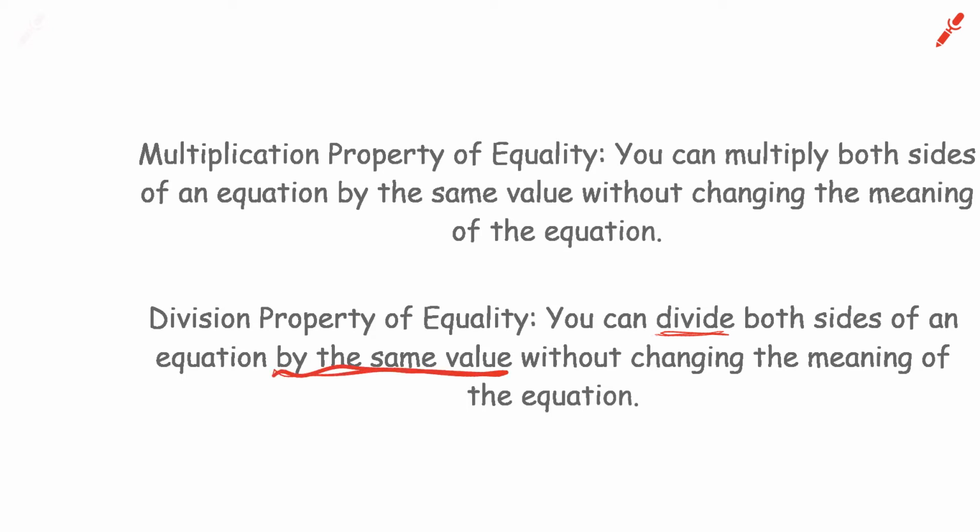Very important, please notice that every one of these properties says by the same value. You cannot divide both sides of an equation by different numbers. That's not mathematically accurate. But you can divide it by the same number or the same value. Once more, I'm going to give you guys 45 seconds to finish copying this down. Go ahead and pause the video and push play when you're ready to start up again.